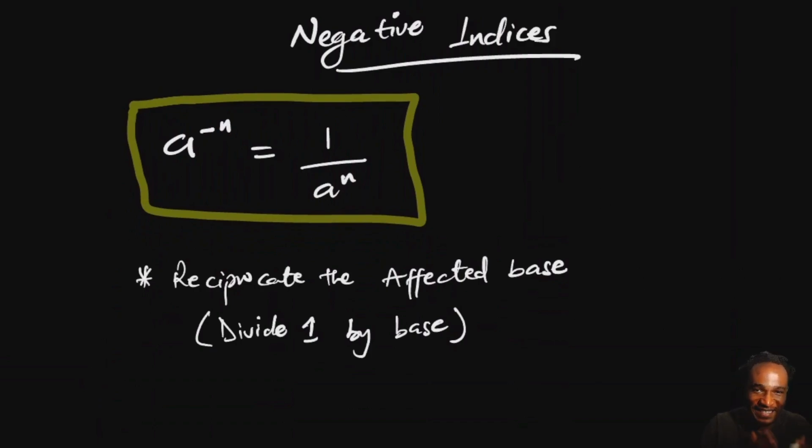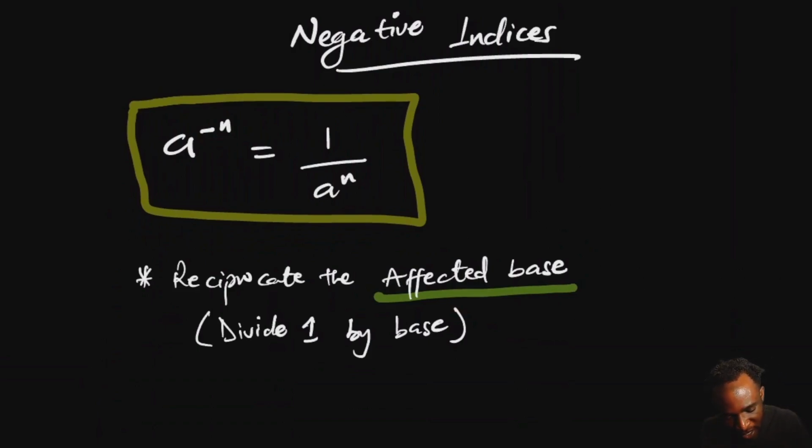The law of negative indices. So this law is pretty straightforward. All it says is that if you have a situation where the power has a negative attached to it, all you have to do is divide 1 by the base affected. So you have to reciprocate the affected base. Here, affected is really important. It's supposed to be a keyword. It's really important, the affected base, because you can have bases that are not affected.